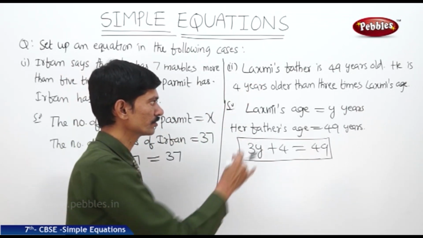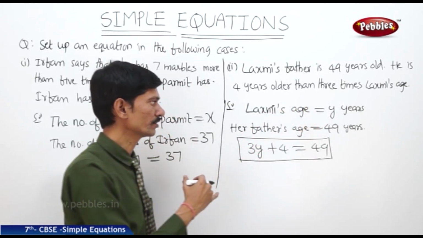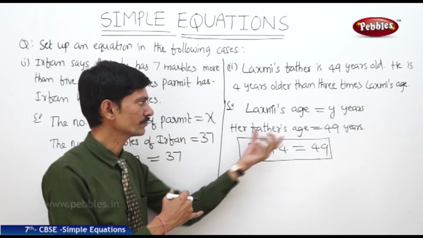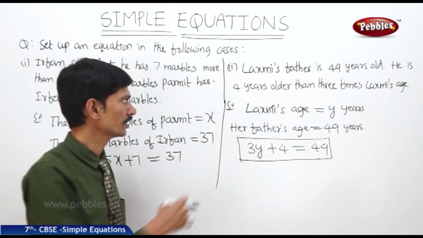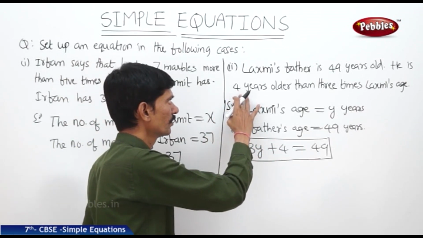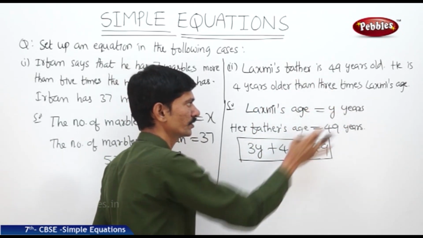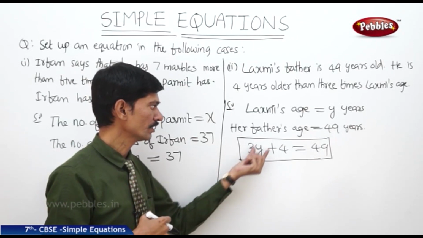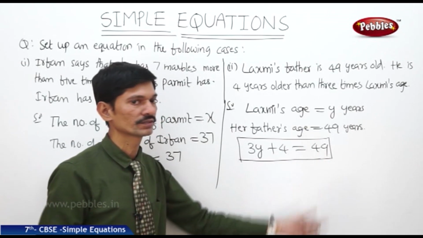So first you have to choose the variable for Lakshmi's age, that is y years. Then we should write the father's age, that is 49 years. Then this same 49 years is given as the condition, that his age is 4 years more than 3 times Lakshmi's age. So we write 3 times Lakshmi's age as 3y, and 4 years more means plus 4, that is the same as 49 years.